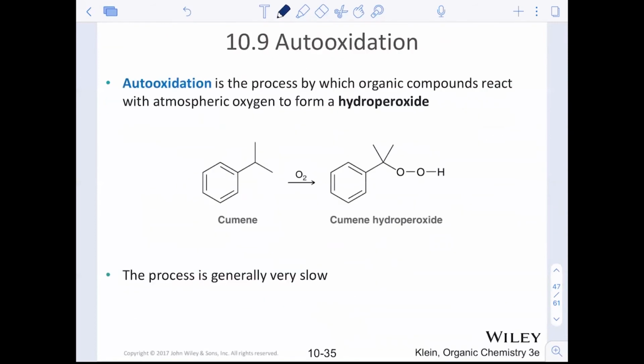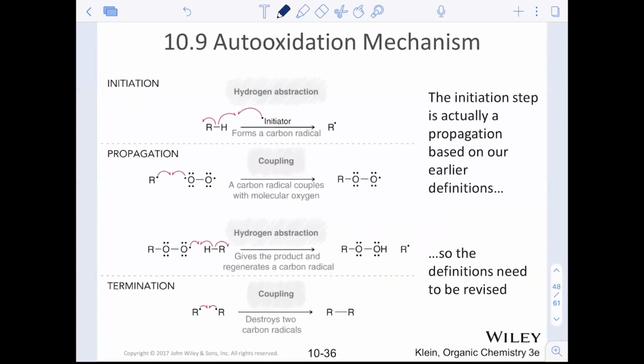Auto-oxidation is a really interesting process. It's when atmospheric oxygen can form a hydroperoxide, so it's this carbon, oxygen, oxygen, hydrogen functional group. This process is generally really, really slow. However, it is formed with a radical reaction. Now, you don't need to know this radical reaction, but why is it important?